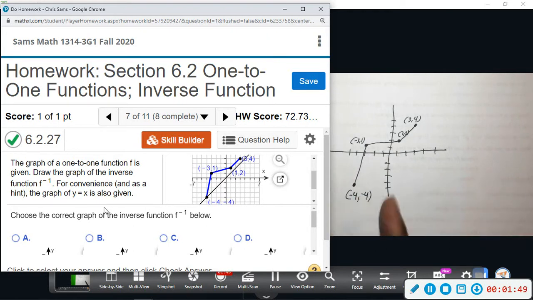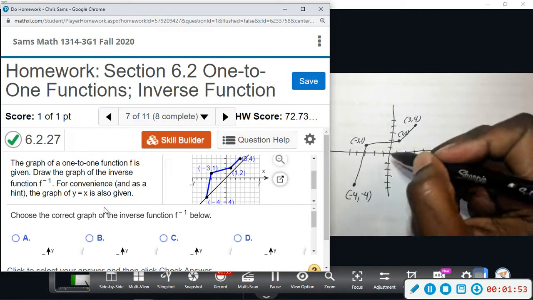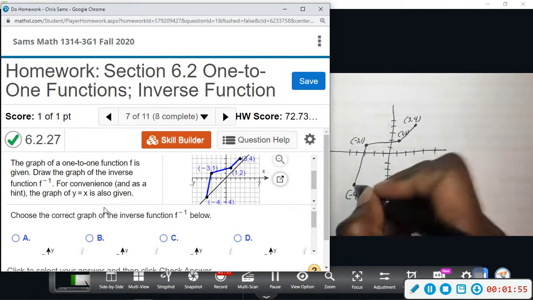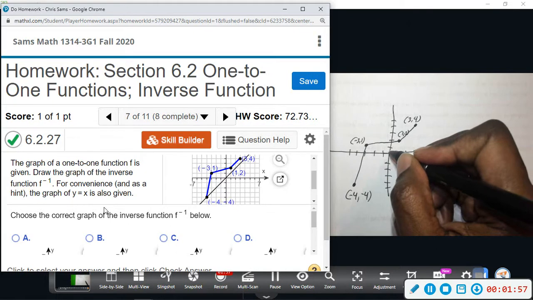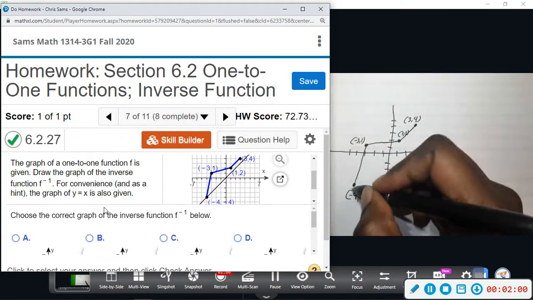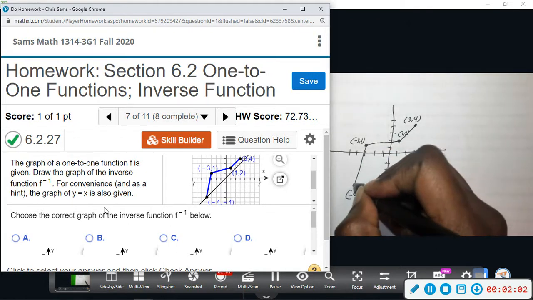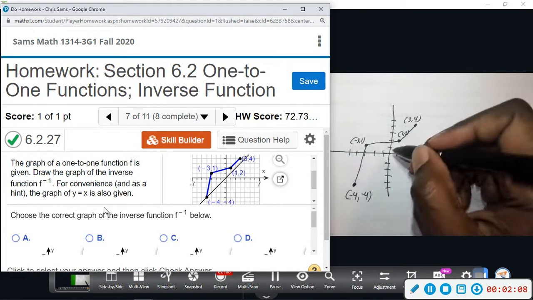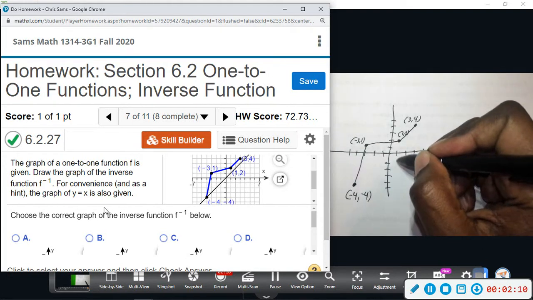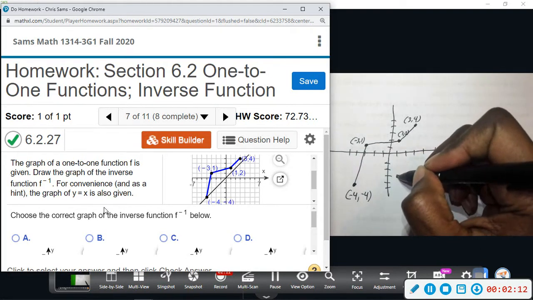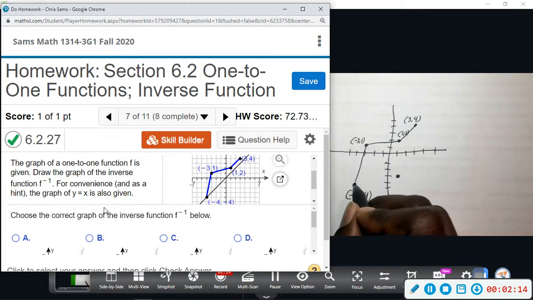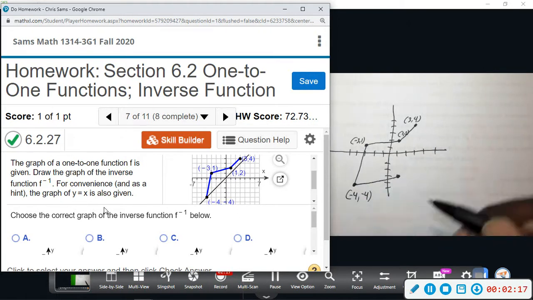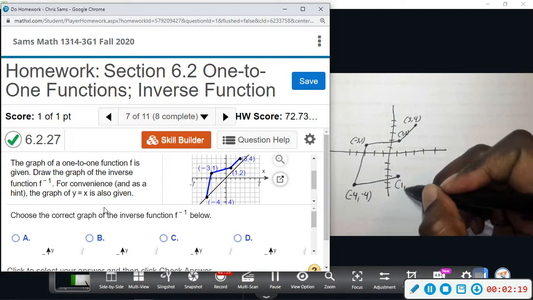So we're going to replace the x with the y and the y with the x. This point, negative 4, negative 4, will be the exact same point, so it will still be left 4 and down 4. That same point will just overlap. This one, however, would switch. Instead of negative 3, 1, it would be 1, negative 3. So I would go 1 and then down 3. That would be 1, negative 3.